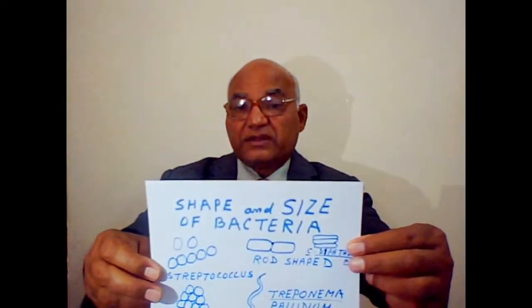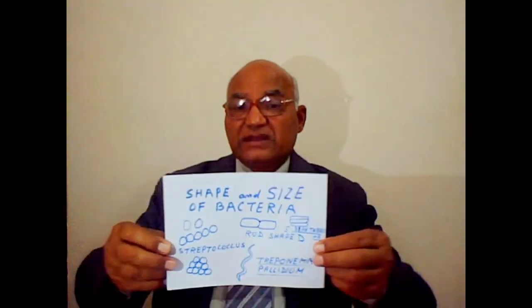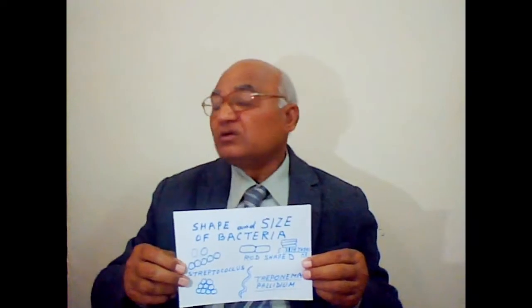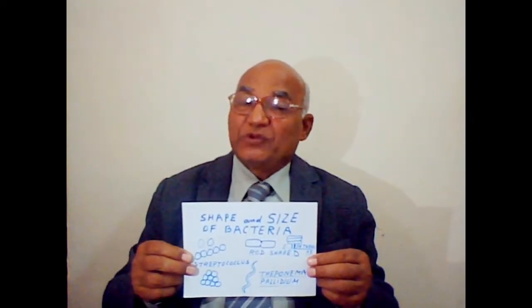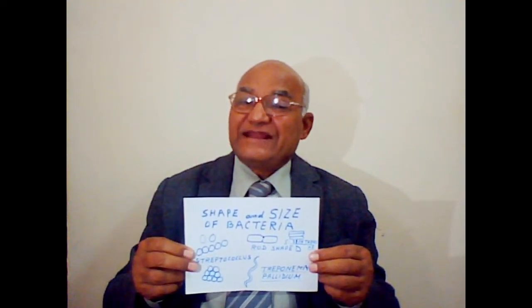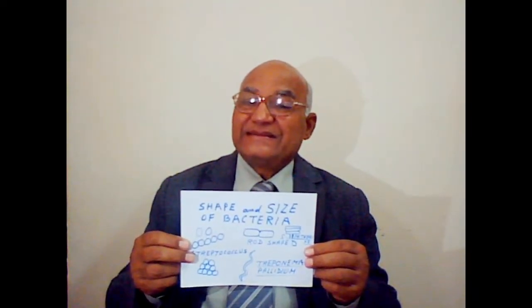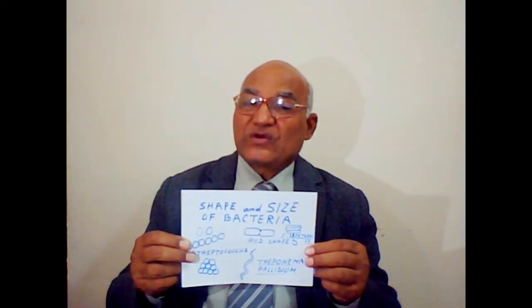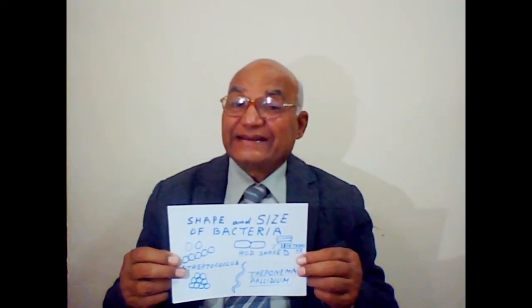bacteria may be circular or ring-shaped. These ring-shaped bacteria may be arranged in pairs, regarded as Diplococcus. They may be arranged in a chain, regarded as Streptococcus. They may be arranged in groups of 4. They are regarded as tetrads, T-E-T-R-A-D-S, tetrads.